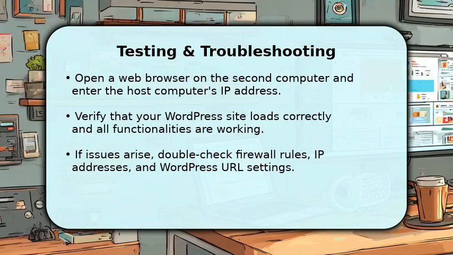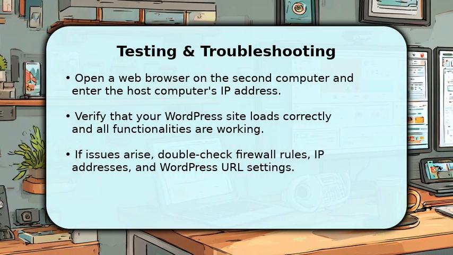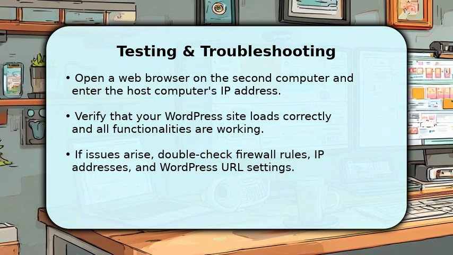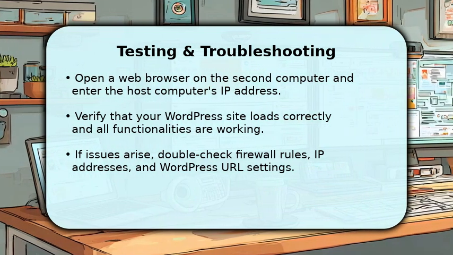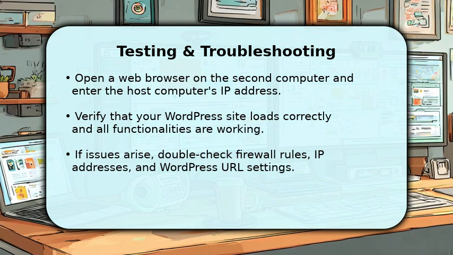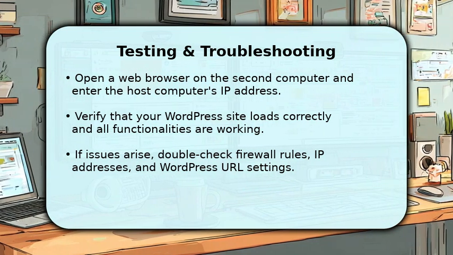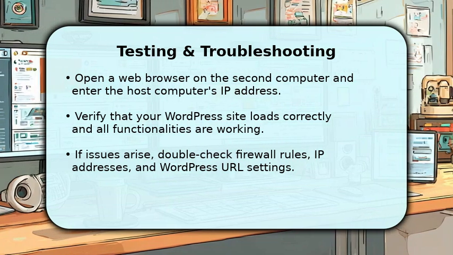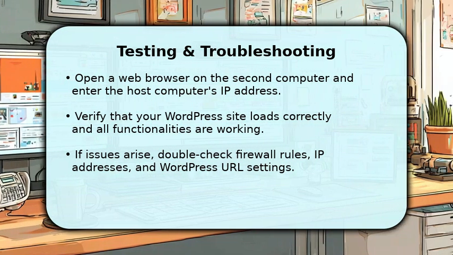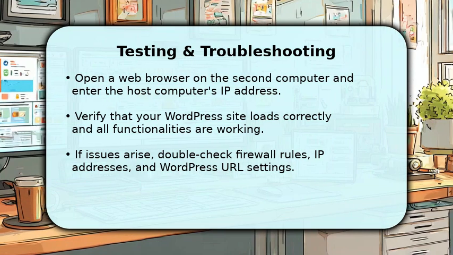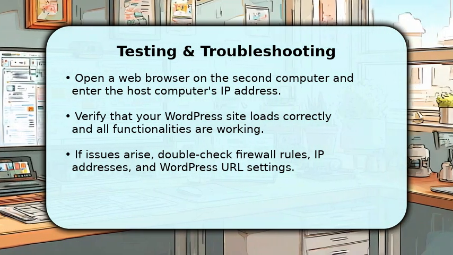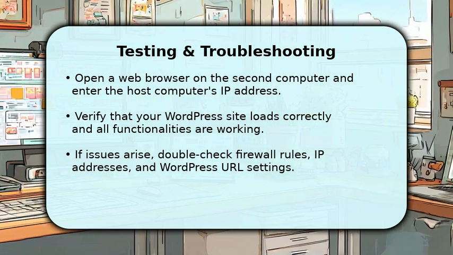To test your setup, open a web browser on the second computer and simply type in the host computer's IP address. Your local WordPress site should load, allowing you to navigate and interact with it as usual. If you encounter issues, meticulously recheck your firewall rules, verify the IP address, and confirm the WordPress URL settings are correctly configured. Patience is key for successful troubleshooting.